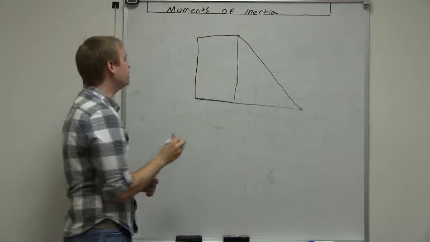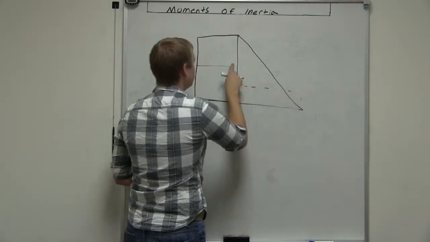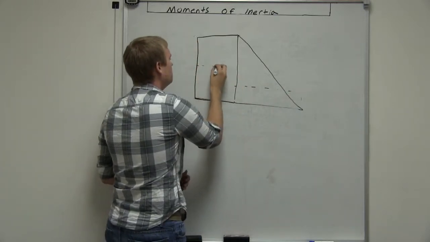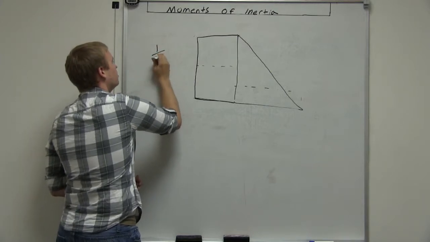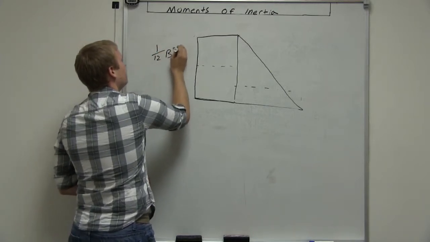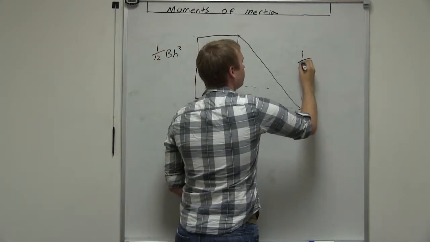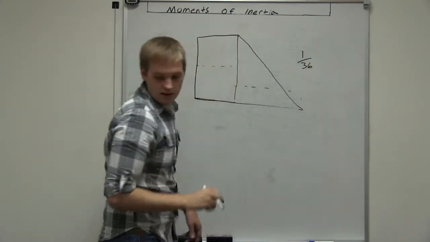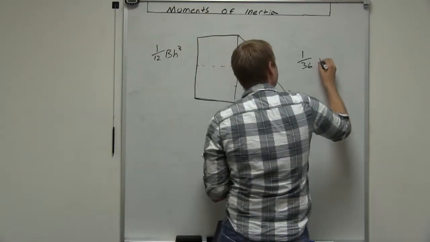The one thing is, you can't just use their base equations. So for the rectangle, we have 1/12 base times height cubed. For a triangle, we have 1/36, and that is also base times height cubed.